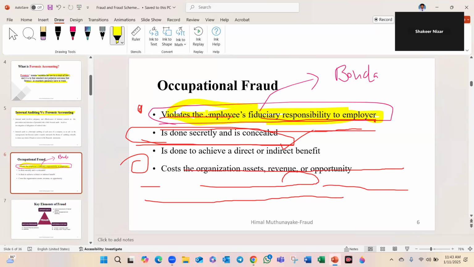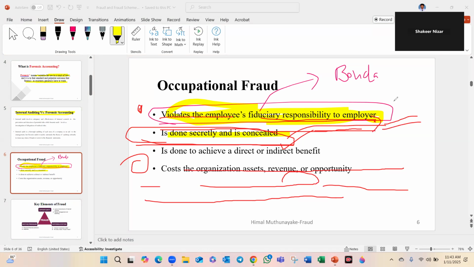It is done secretly and concealed. You are hiding it once you are suspected of engaging in some kind of fraud. Let's say in a particular company you are processing the payments. You are processing payments to outsiders, but you are using the outsiders' account name and your own account number.